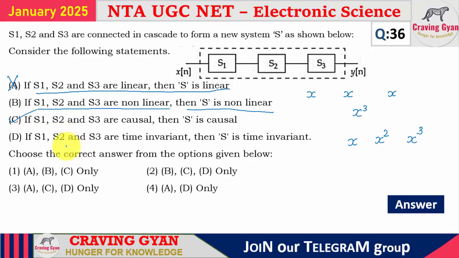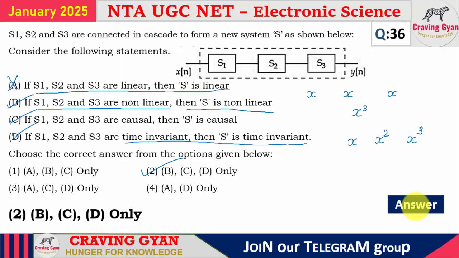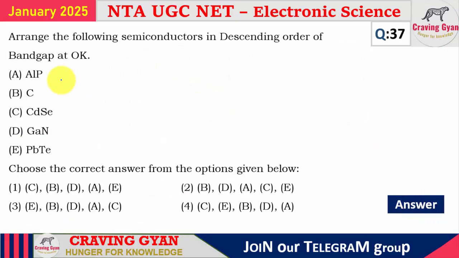If S1, S2 and S3 are time invariant systems, then S is also considered to be a time invariant system. Time invariant system is correct. So the corresponding option that is going to follow is which one? Option 2 is correct. Nothing but BCD is going to be followed. Option 2. Arrange the following semiconductors in decreasing order of band gap.